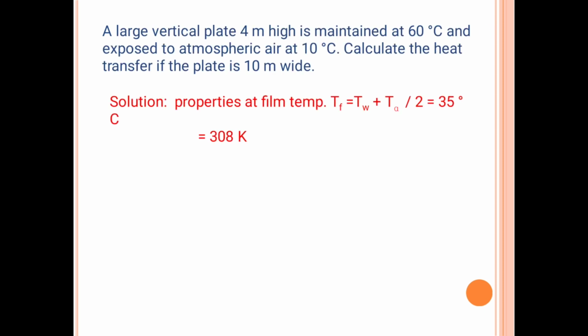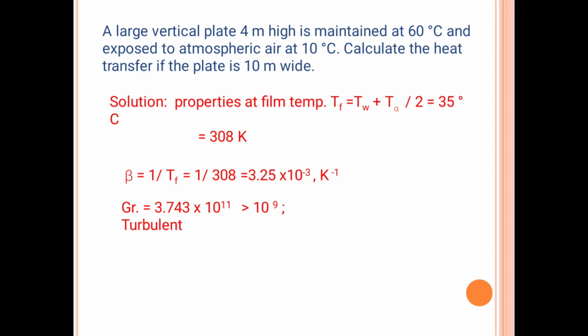Next problem. The large vertical plate, 4 meters high, is maintained at 60 degrees Celsius and exposed to atmospheric air at 10 degrees Celsius. Calculate the heat transfer. First of all, we have to find the properties at the film temperature. Tf is equal to Tw plus T infinity divided by 2. That is 60 plus 10 divided by 2, which is equal to 35 degrees Celsius.